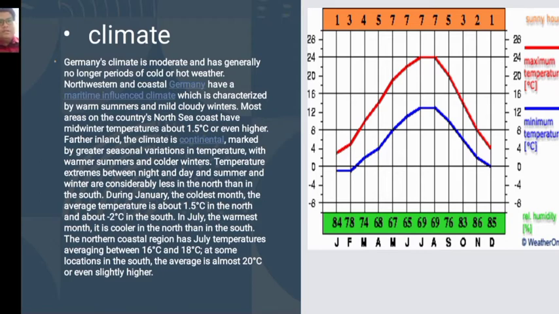The northern coastal region has a July temperature averaging between 16 Celsius and 18 Celsius, while at the same time in the south, the average is almost 20 Celsius or even slightly higher.